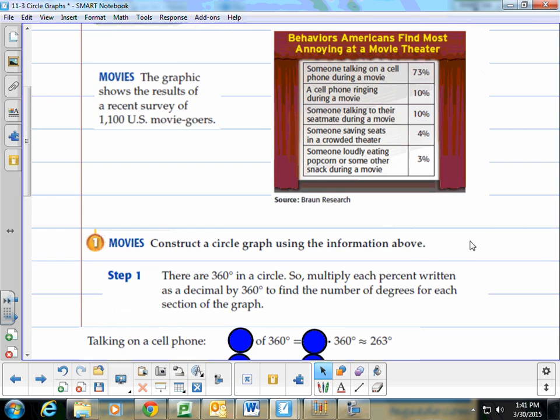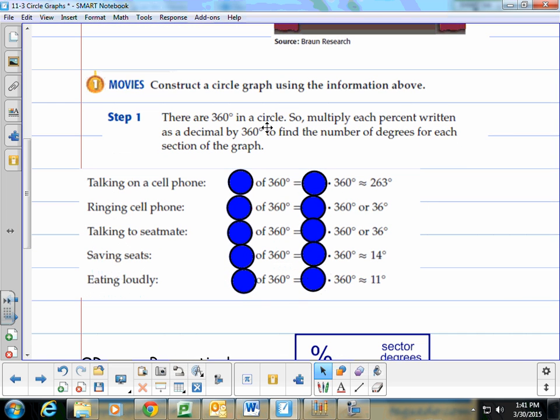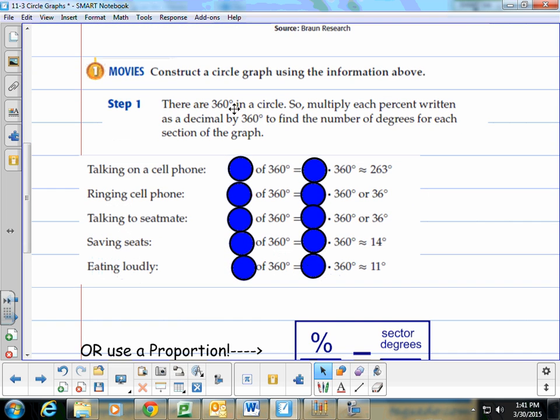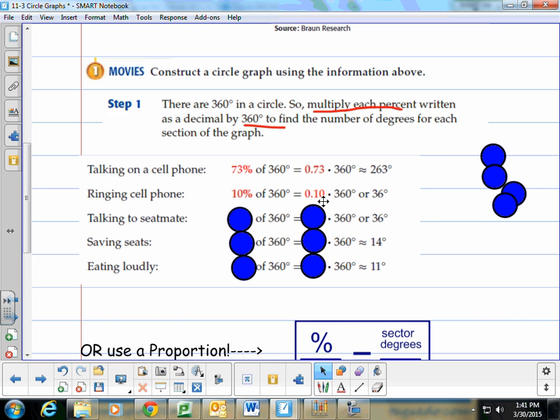So what we would do to construct a circle graph is use a percent. Since the circle's out of 360 and our percents add up to 100, we can multiply each percent by 360 to find the number of degrees for the circle graph. For example, if 73% of people think that talking on the phone is annoying, that's the same as 73 hundredths. You just move the decimal 2 to the left. 10% say a ringing cell phone's annoying. We change that to a decimal and multiply, and we get our degrees on the right.